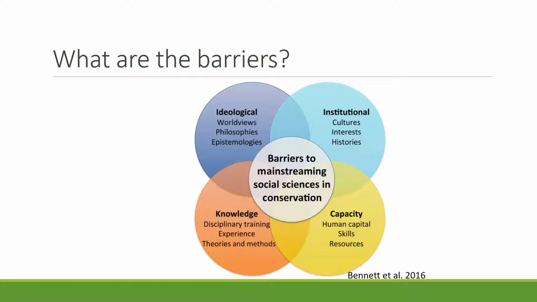Lastly, there is the capacity barrier, which relates to human capital, skills, and resources. People do not understand the full capacity of social sciences conservation and therefore overlook it as a key component to their organization.